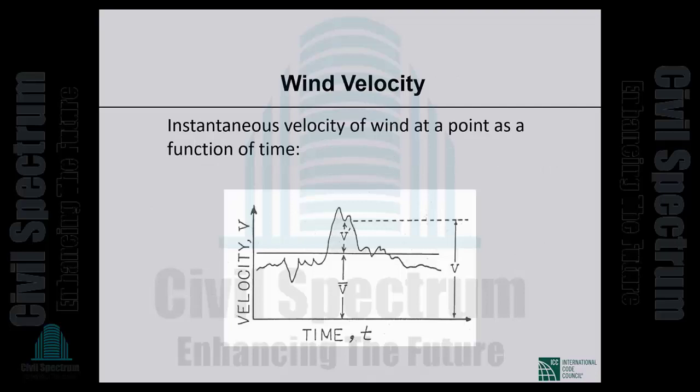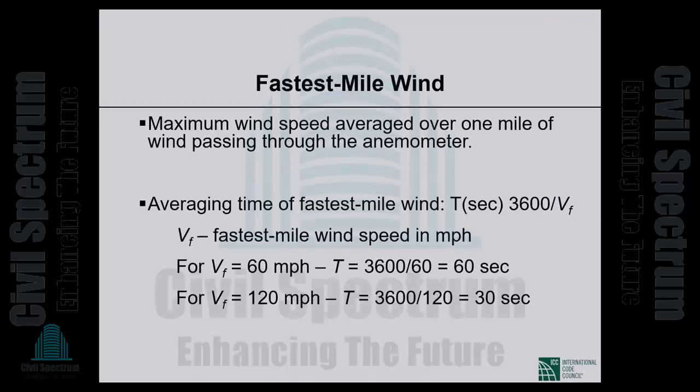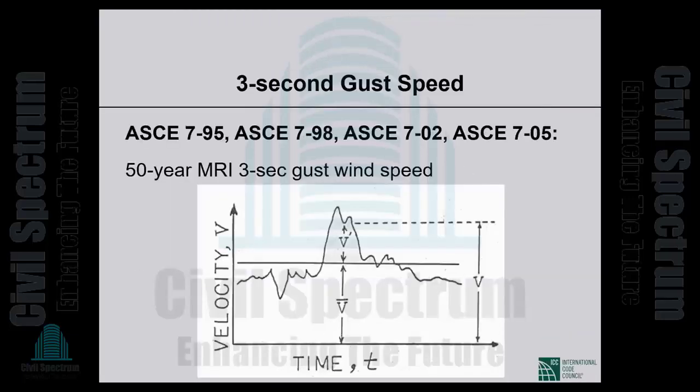Okay, so this is something I have been talking about, instantaneous velocity of wind as a function of time. As you see, the velocity changes from one instant to the next. Fastest mile wind speed, I explained to you the averaging time, the maximum wind speed averaged over 1 mile of wind passing through the anemometer. The averaging time was between 30 and 60 seconds. I think that's as much as we need to know. We switched to 3-second gust speed as the basis of design in ASCE 7-95. It's 50-year return period, 3-second gust speed.